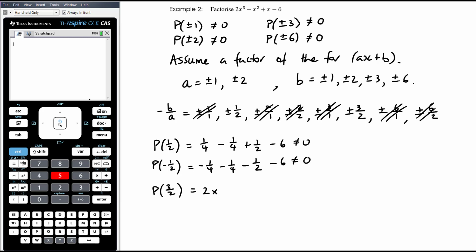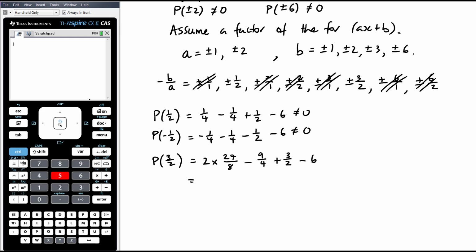Alright, I might just write out a bit extra here, because 3 on 2 is a bit more complicated. So we've got 2 times 3 on 2 cubed. 3 cubed is 27 on 2 cubed, which is 8. Minus 3 on 2 squared, so that's 9 on 4, plus x, which is 3 on 2, and minus 6. Alright, 2 cancels down with the 8. Again, don't do 2 times 27. 2 and 8 cancel down to give you 27 on 4. So 27 on 4 minus 9 on 4 plus, let's get a common denominator of 4 while we're here. 3 on 2 is 6 on 4 minus 24 on 4.